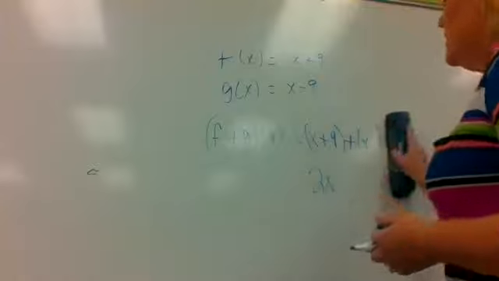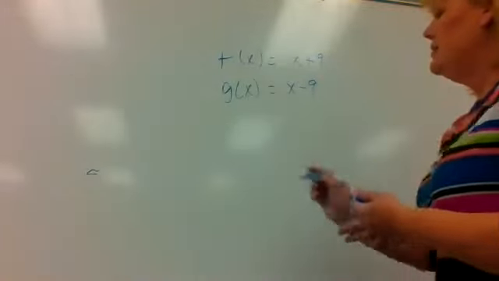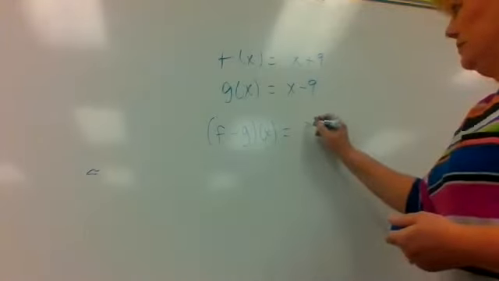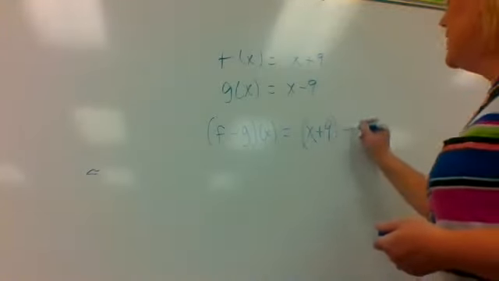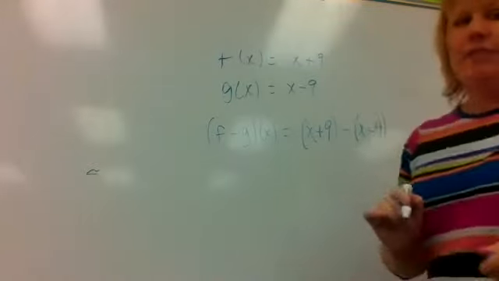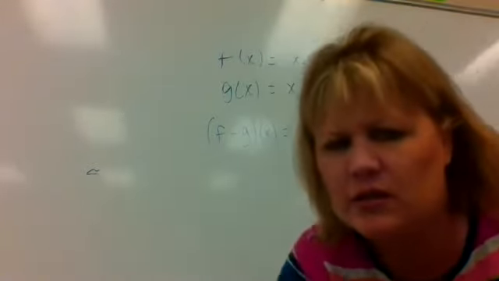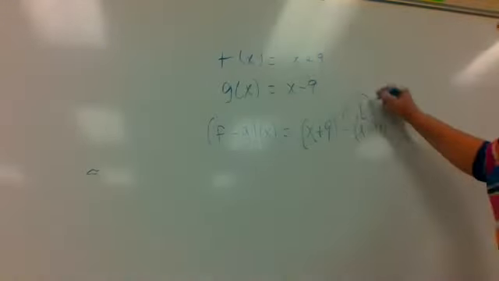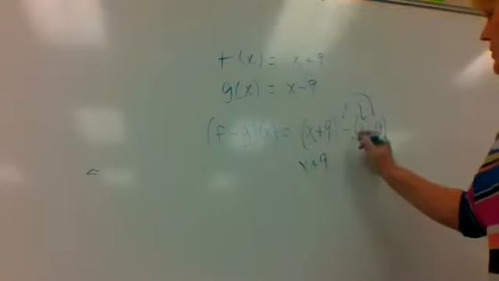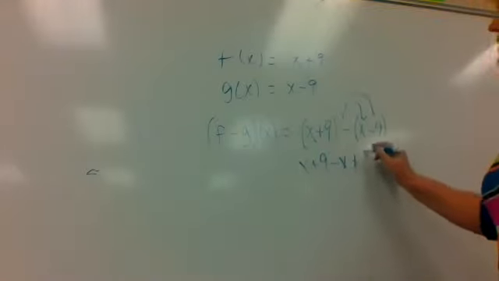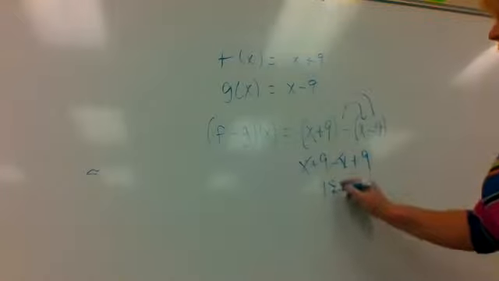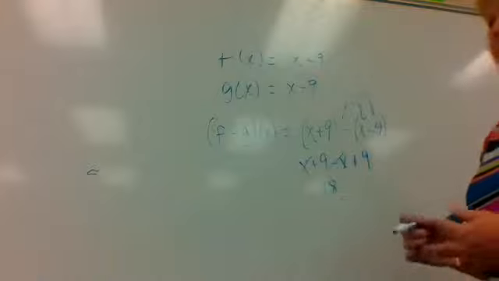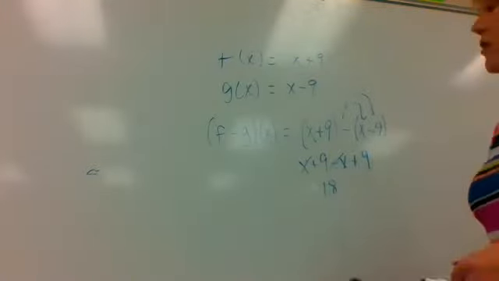Okay? The next one asks us to subtract them. x plus 9 minus x minus 9. Now this one you got to pay attention because we are distributing here. x plus 9 minus x plus 9. So the x's go away. This time it's 18. Your domain is all real numbers. 18, it doesn't matter what x is, the answer is always going to be 18.